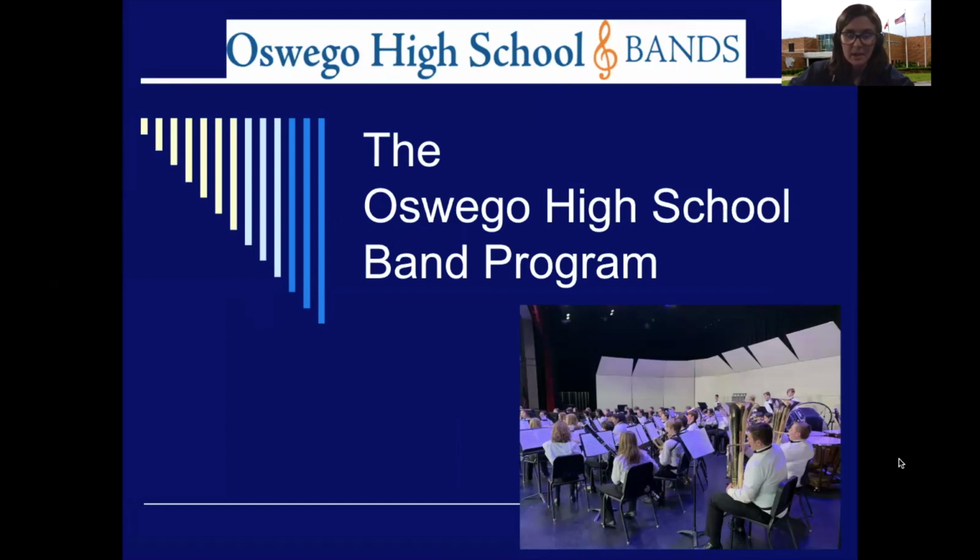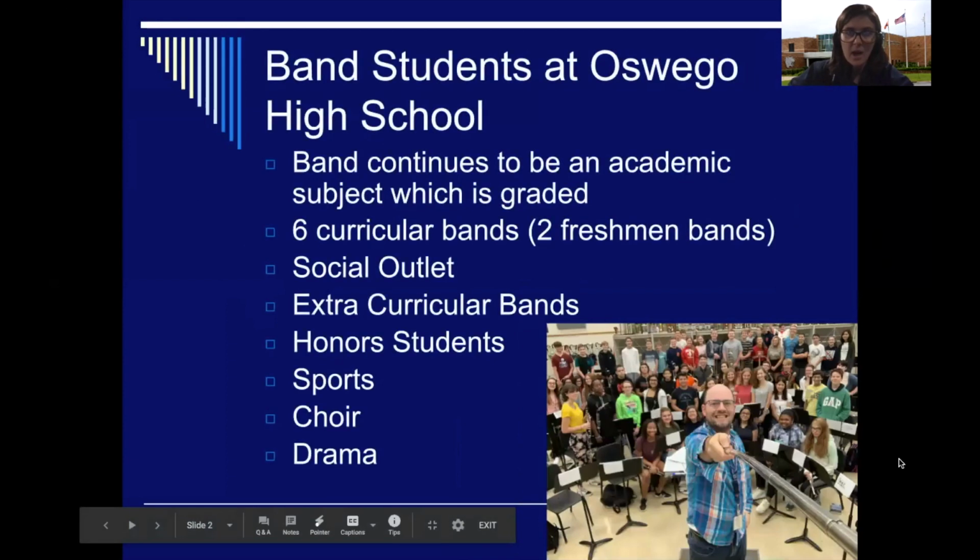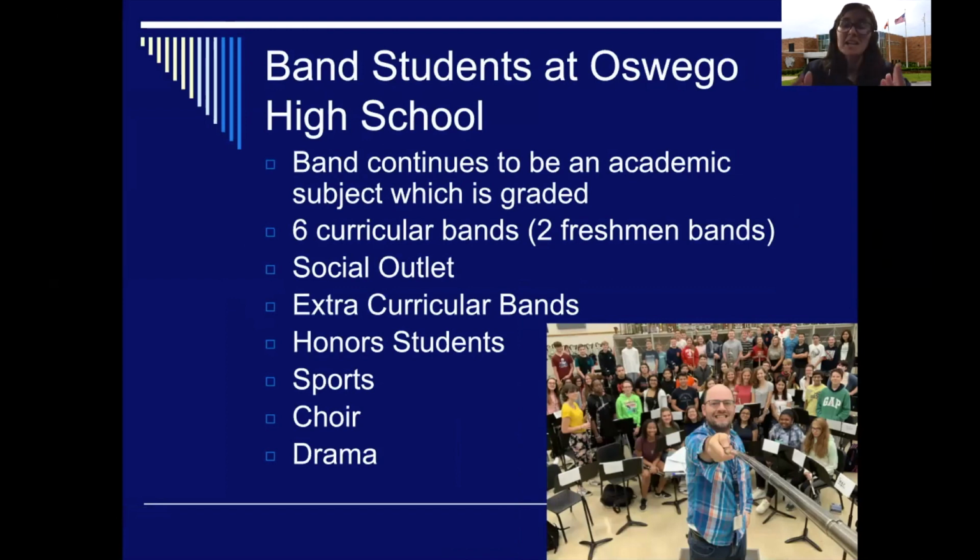Being in the high school bands now, obviously, there's a lot going on right now that will make next year probably a little different than what we've had before. We're going to talk you through what a normal school year might look like, and we might add some things that we would look at modifying depending on what our classroom situation is going to look like due to COVID. But we'll talk you through what it normally is, and then we can also share some of those other ideas. So in high school, band continues to be an academic subject, which is graded.